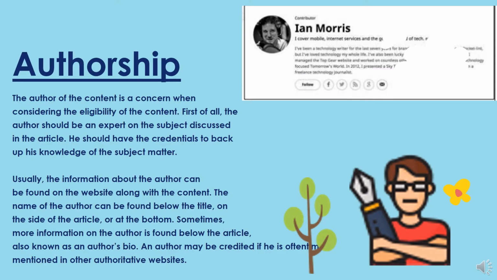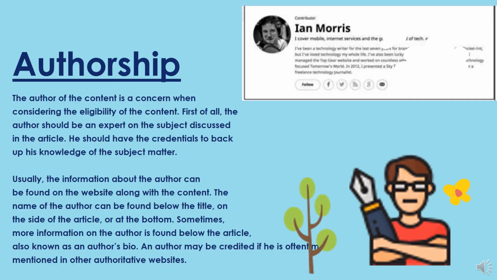First is the authorship. The author of the content is a concern when considering the eligibility of the content. First of all, the author should be an expert on the subject discussed in the article. He should have the credentials to back up his knowledge of the subject matter. Usually, the information about the author can be found on the website along with the content. The name of the author can be found below the title, on the side of the title or the article, or at the bottom. Sometimes, more information on the author is found below the article, also known as an author's bio. An author may be credited if he is oftentimes mentioned in other authoritative websites.